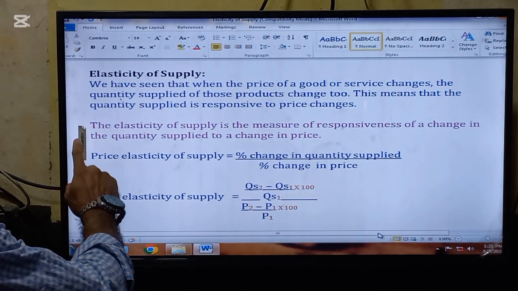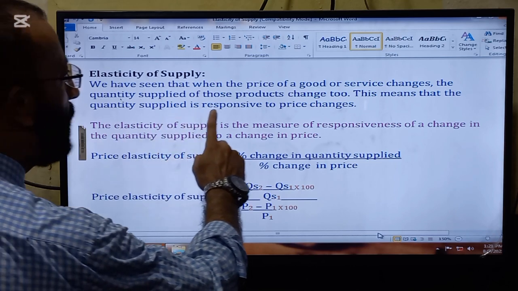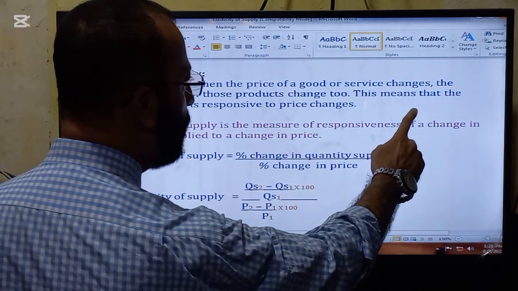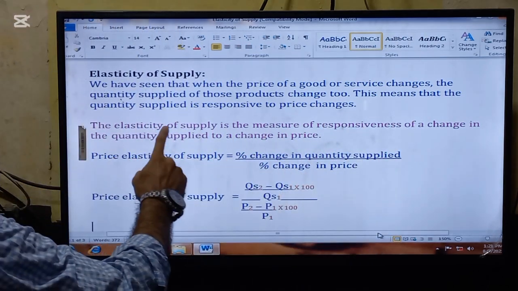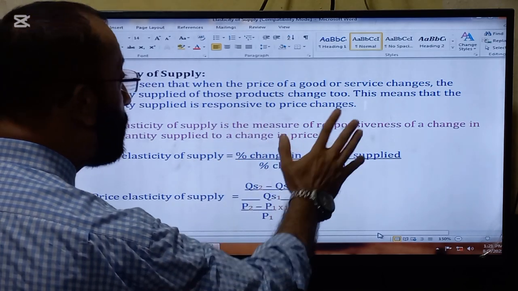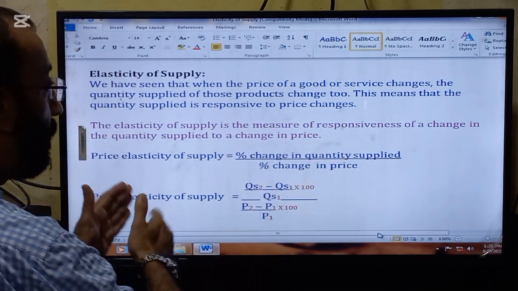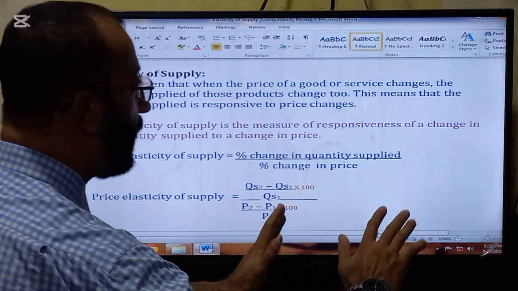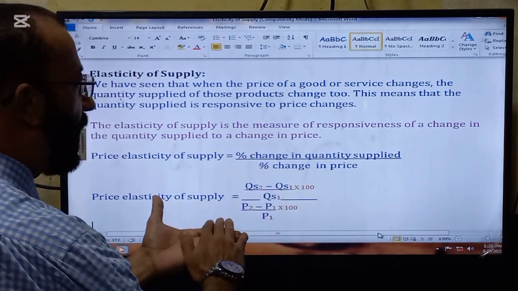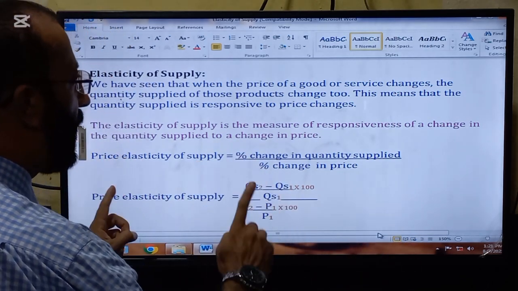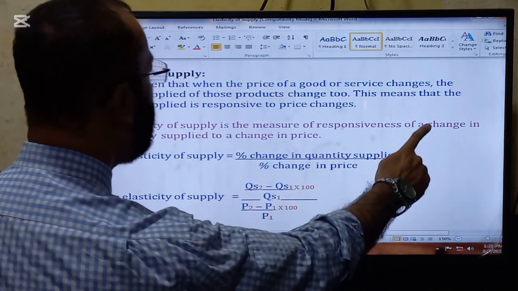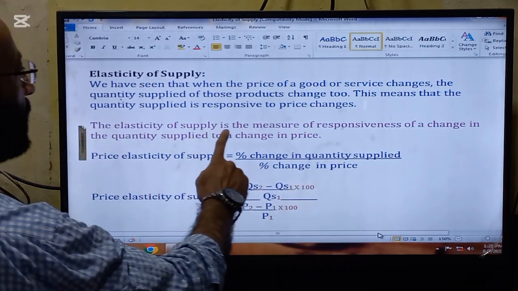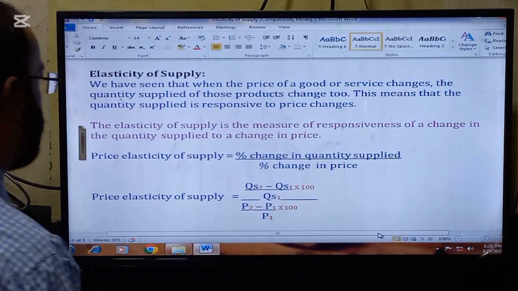We have seen that when the price of a good or service changes, the quantity supplied of those products changes too. The higher the price, the more willing producers will be to supply. The lower the price, the less willing suppliers will be to supply. This means that the quantity supplied is responsive to price changes.